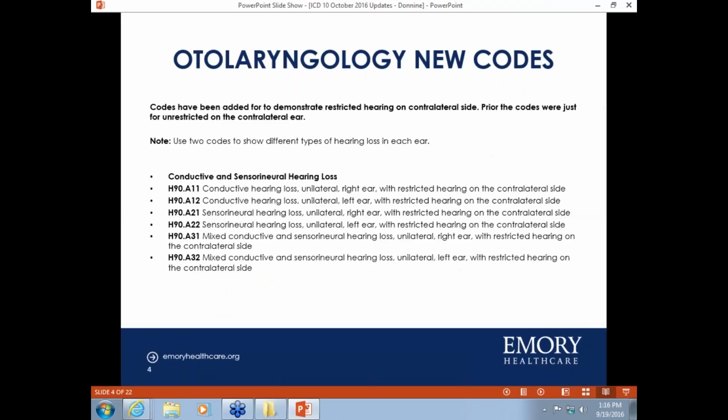So they have the conductive hearing loss, right ear, contralateral side, conductive hearing loss, left ear, sensory neural, right and left ear, mixed right and left ear, and those are all restricted now. So that means you have to use 2 codes because you have to specify what the hearing is in the other ear now if you use that restricted.